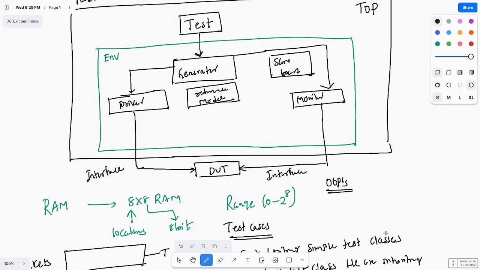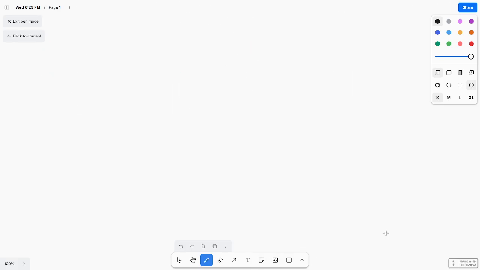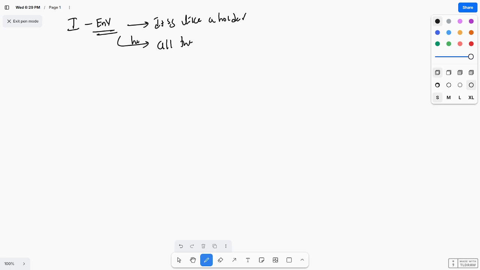So what is the environment, what is the generator, and what are the driver and monitor, all those things we'll see. First is the environment. So what is this environment? Environment is nothing but like a holder. It is like holding all the components.